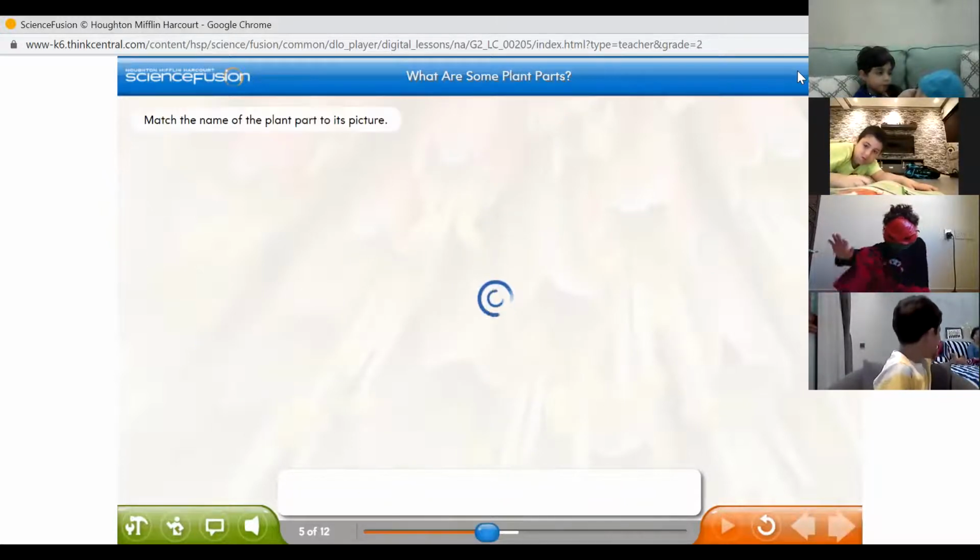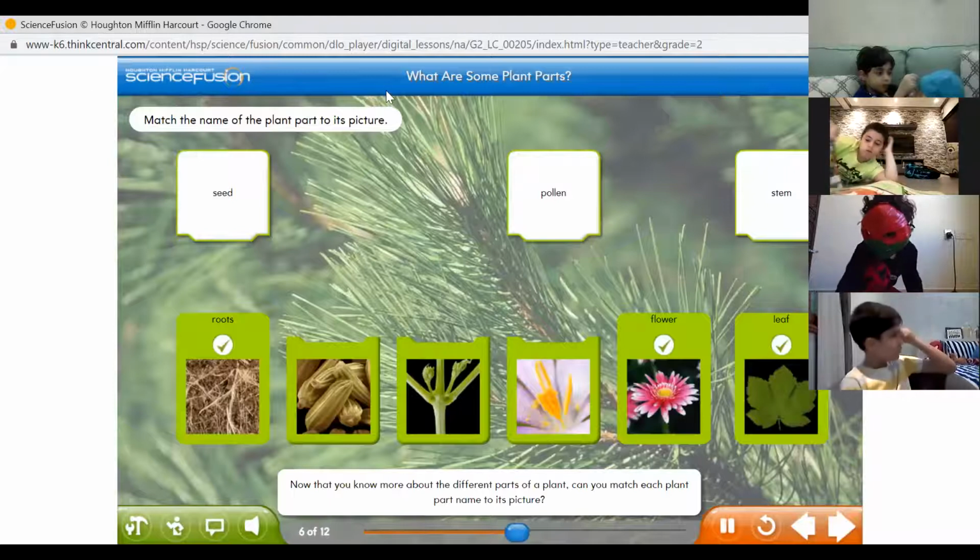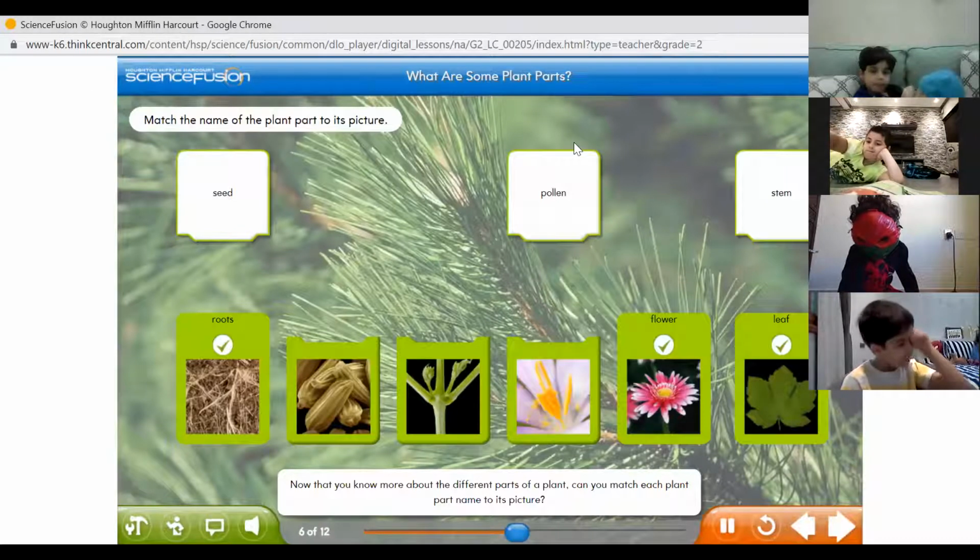Okay, guys? Now that you know more about the different parts of a plant, can you match each plant part name to its picture?